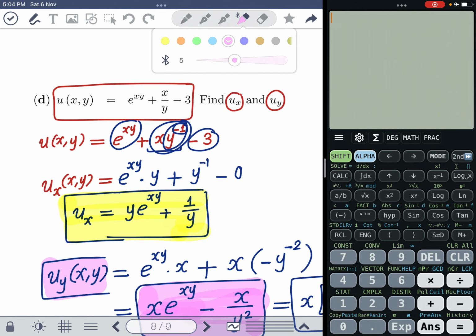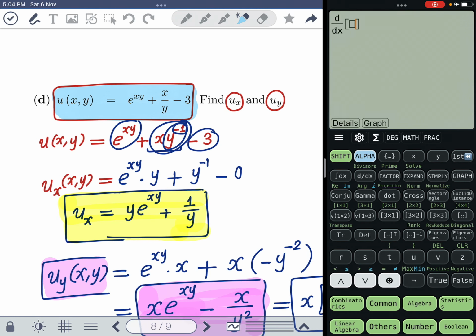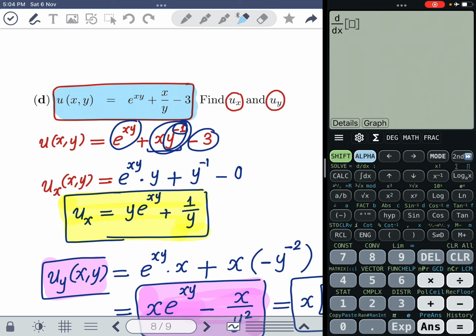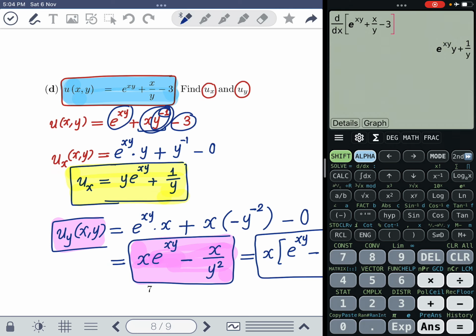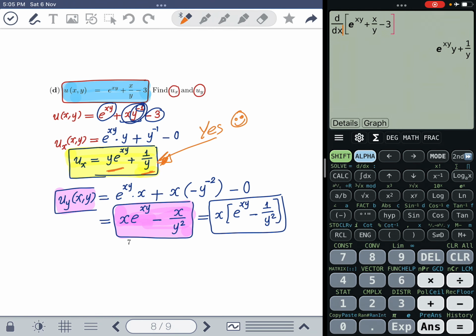Now, our function, remember, is here, and I need to take its derivatives. So I will first say I want the derivative, and now I write the function. So it's e to the power xy, and then plus x over y, and then minus 3. This minus 3 doesn't matter if you put it or not. So check. Where would you check? You need to look at this now. Is it the same? y e to the xy plus 1 over y? Yes. With a happy face. So this is correct. And now the second one.